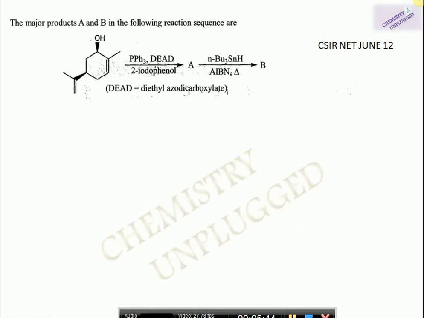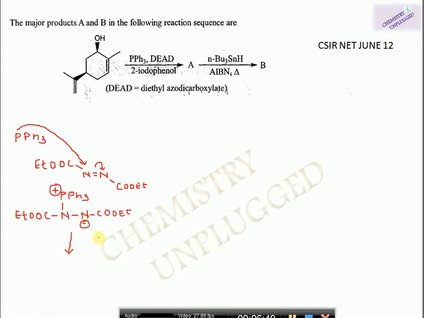Next question is from June 2012, and first we are using PPh3, DEAD and 2-iodophenol. DEAD is diethyl azodicarboxylate. So in the first step, PPh3 will attack on DEAD, diethyl azodicarboxylate. So it will attack on the nitrogen of DEAD. The lone pair of electrons on phosphorus will attack on nitrogen, and this double bond will shift on this nitrogen. So it has negative charge.